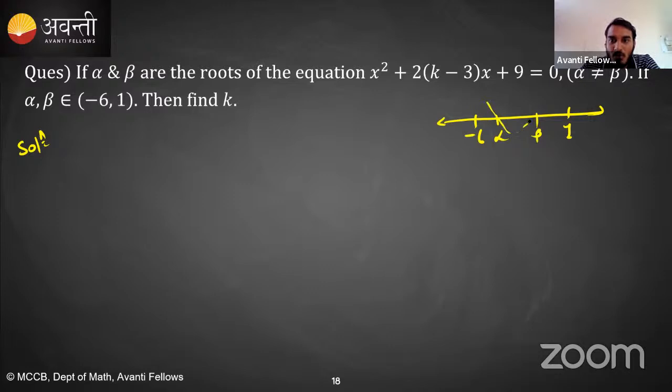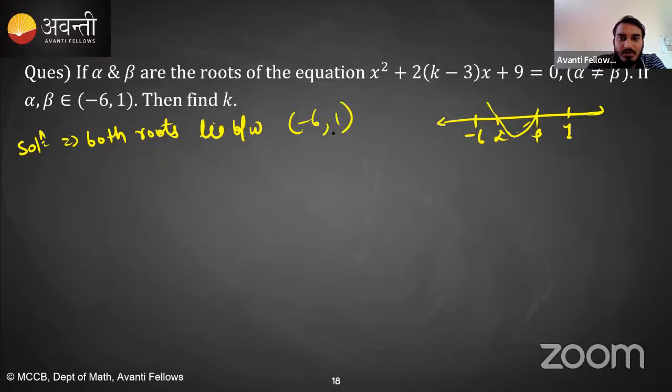So it means both roots lie between minus 6 and 1. Yes or no? So what are the conditions for both roots to lie between minus 6 and 1?